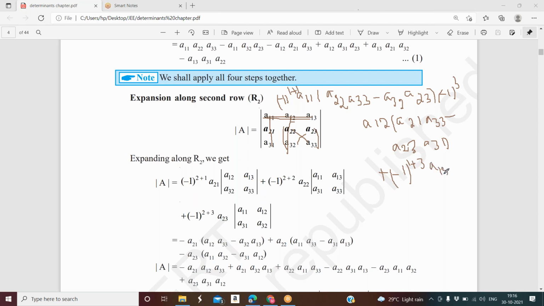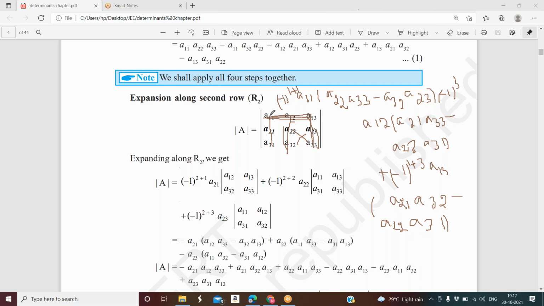Consider the element A13, last element in the first row. If you delete the row having the element A13 and if you delete the column having the element A13, then you will see a 2 by 2 matrix A21, A22, A31, A32. So you will be getting A21, A32 minus A22 into A31. This is the determinant value of the given matrix A.